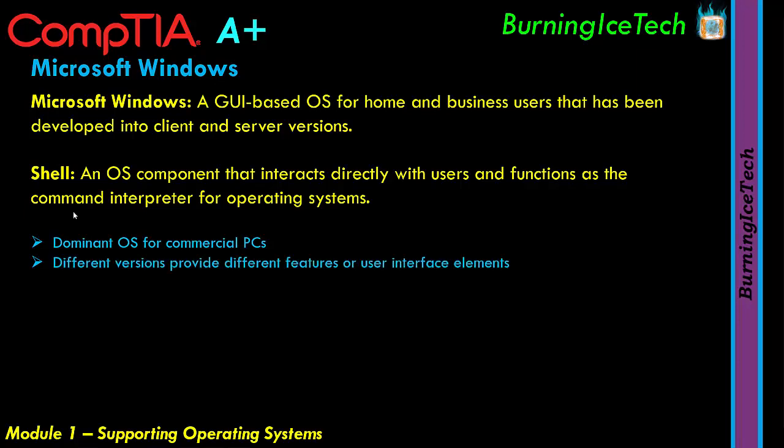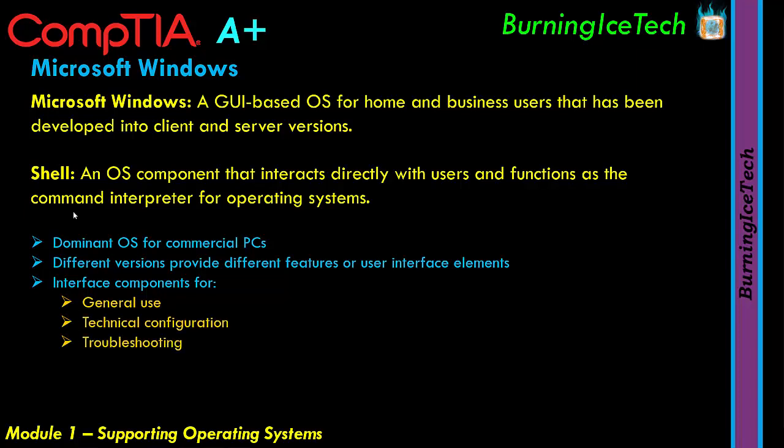Something that you guys probably have noticed by now already as well is different versions provide different features or user interface elements. So depending on what version of Windows you're running, you'll obviously get different benefits, different goodies and toys. You'll be able to go and modify your Windows to look a certain way, but it all depends on what version of Windows you're obviously running. Interface components for general use, technical configuration, and troubleshooting. These are the three kinds of interface components you can expect.